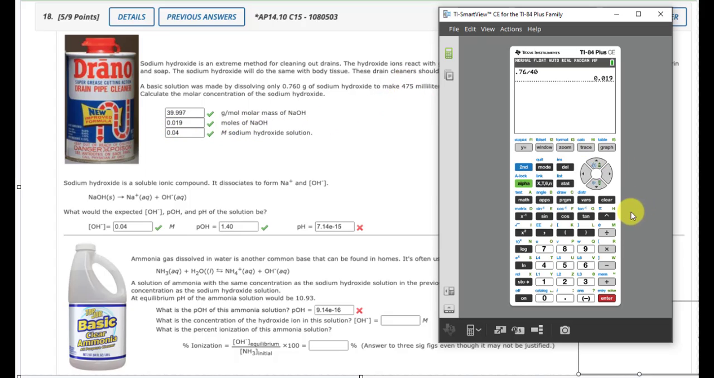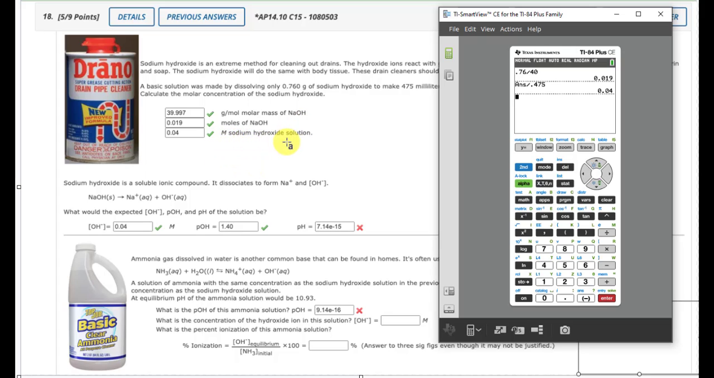It's in 475 milliliters, so I'll divide that by 0.475 liters to get concentration. Moles divided by liters gives you molar concentration. And indeed, perfect answer here. If you were putting this down on an AP exam, you would include a couple more zeros here to show 3 significant digits. So this is a strong base.